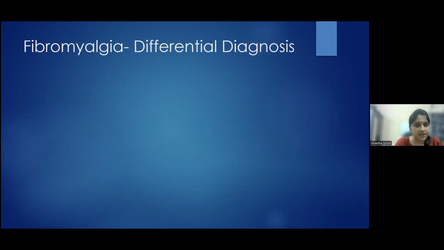So, the differential diagnosis. Can you tell me some points to differentiate? The most important differential diagnosis is myofascial pain. Can you tell me the differentiating features? How will you differentiate between myofascial pain and fibromyalgia?